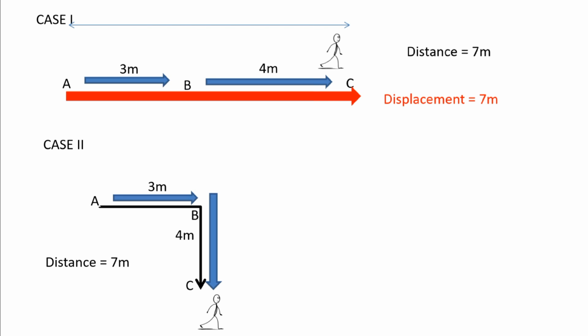Here the initial position is A and the final position is C, so its displacement is actually 5 meter. Let us take the third example.